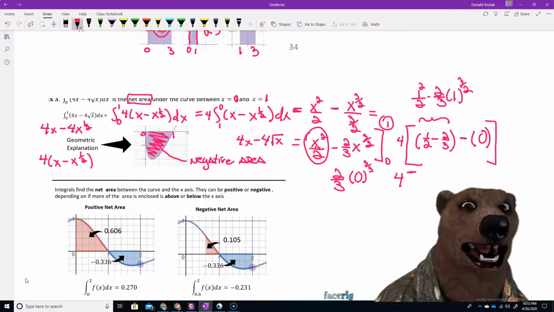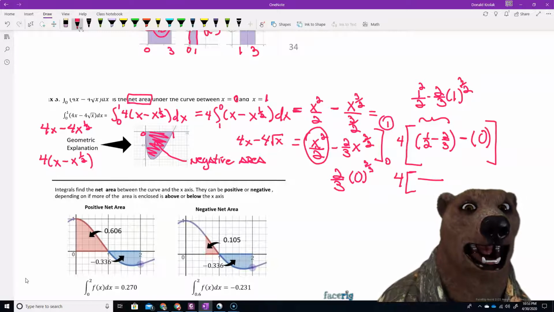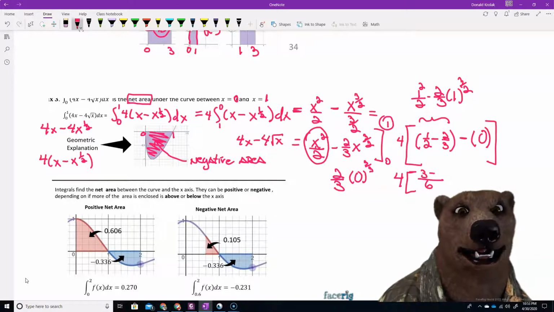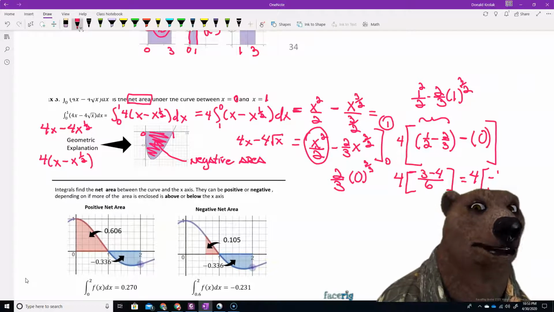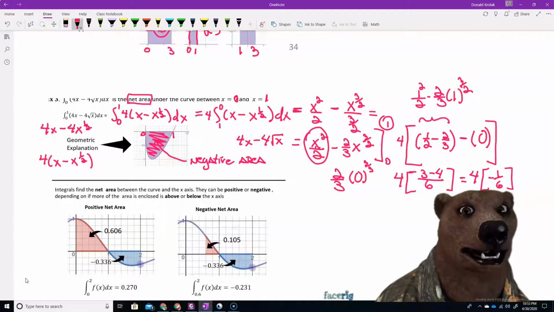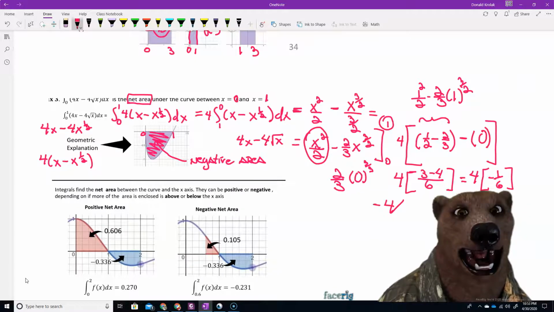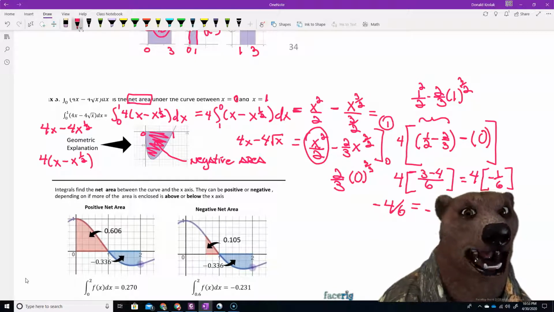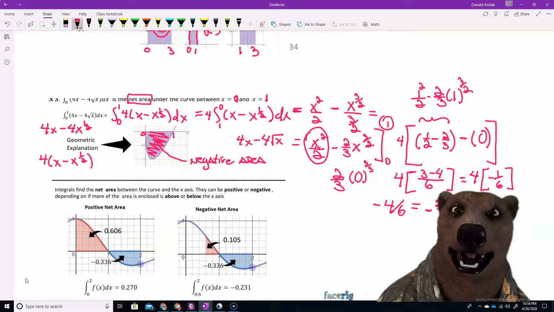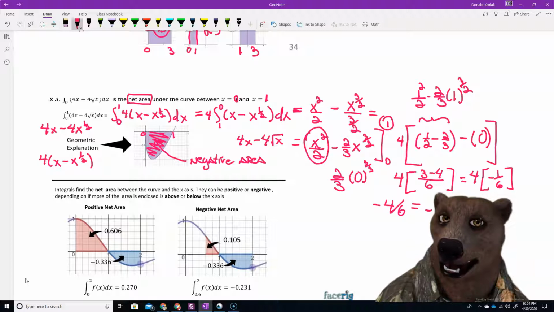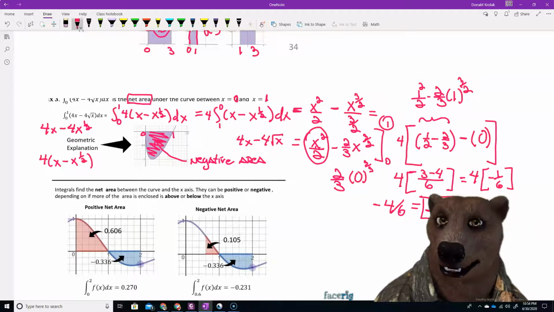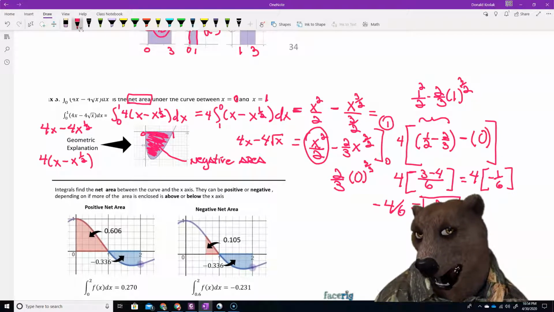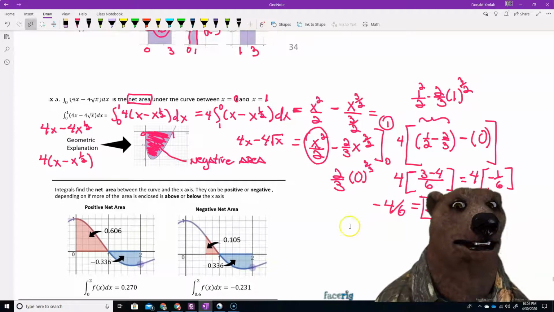Okay, so now I just simplify this all, get a common denominator, 6. So this would be 3, this would be 4. And I'm going to have 4 times negative 1/6, which is negative 4 over 6, which is negative 2/3. And that would be the value of this integral, negative 2/3. The negative is just indicating that it's underneath the x-axis.